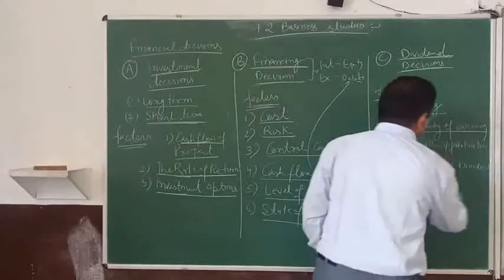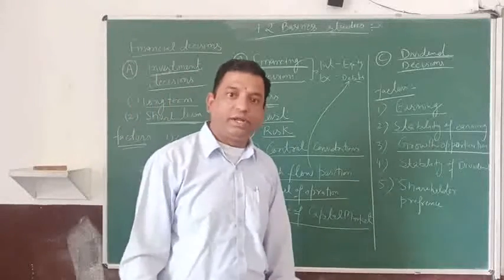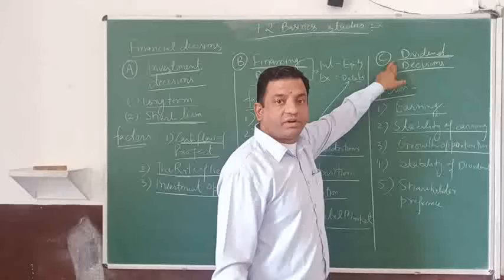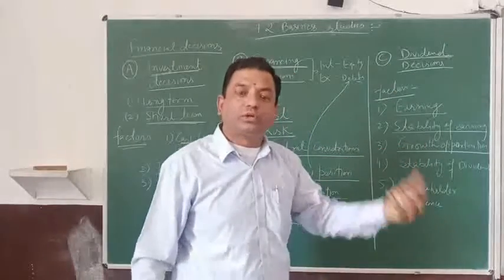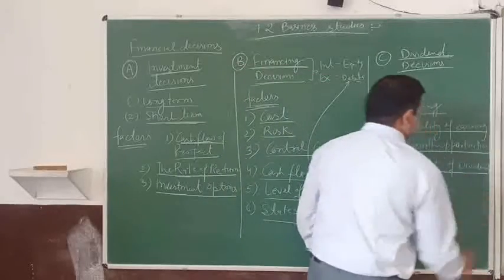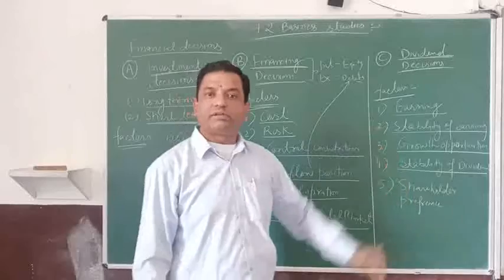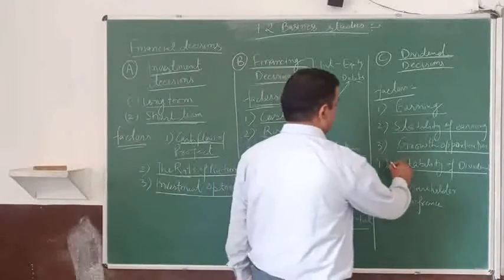Third, growth opportunity. If there are lots of growth opportunities for the company, then in spite of giving that money to the shareholder in form of dividend, company will choose the growth opportunity. Means company growth के ऊपर focus करेगी, dividend pay नहीं करेगी. Then stability of the dividend. If the company in the past experience is following a stable, continuous payment of the dividend, then company will pay the dividend.